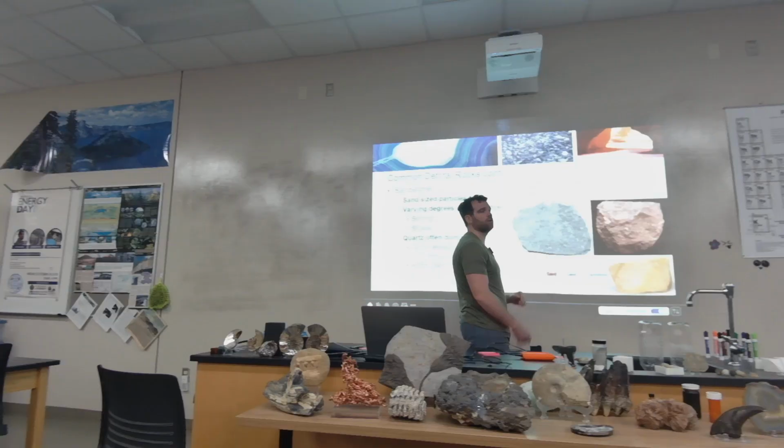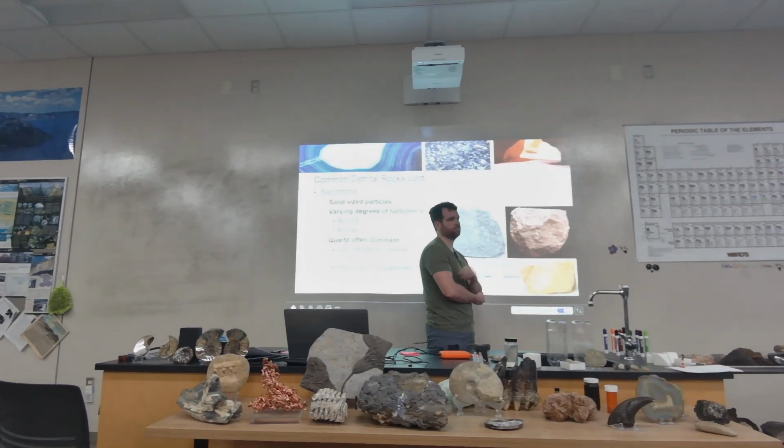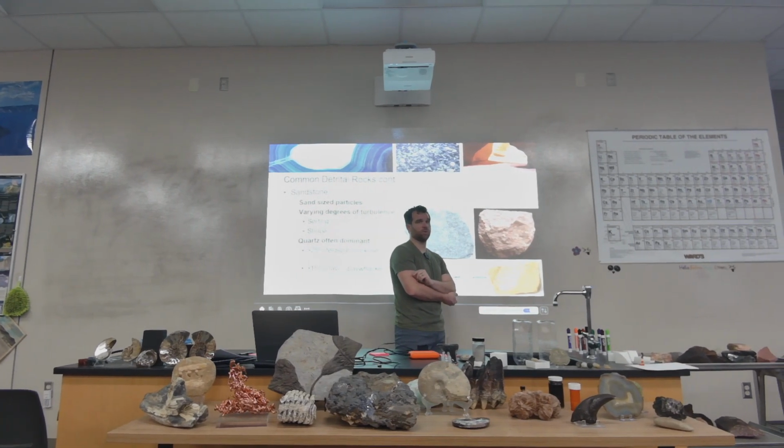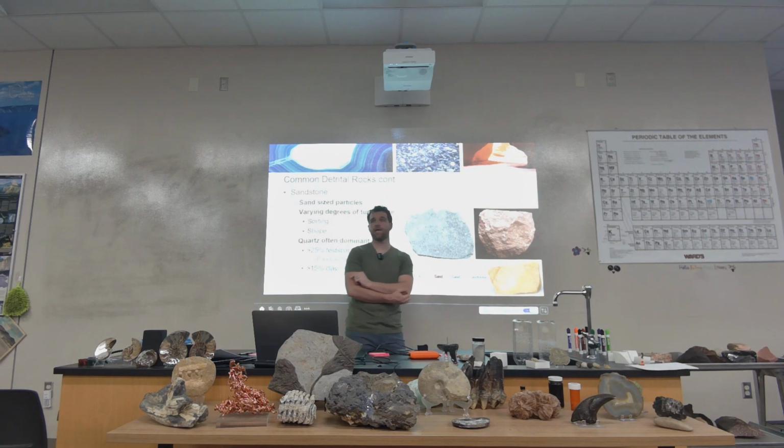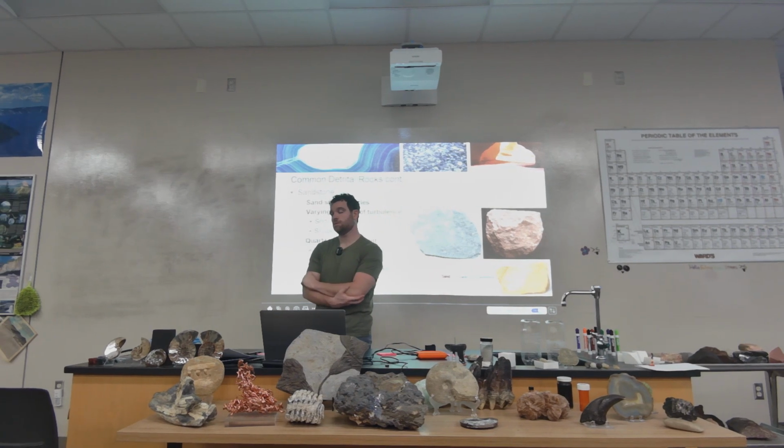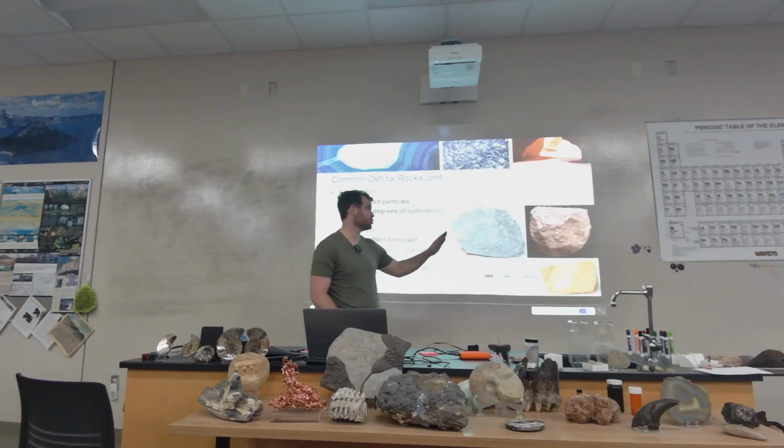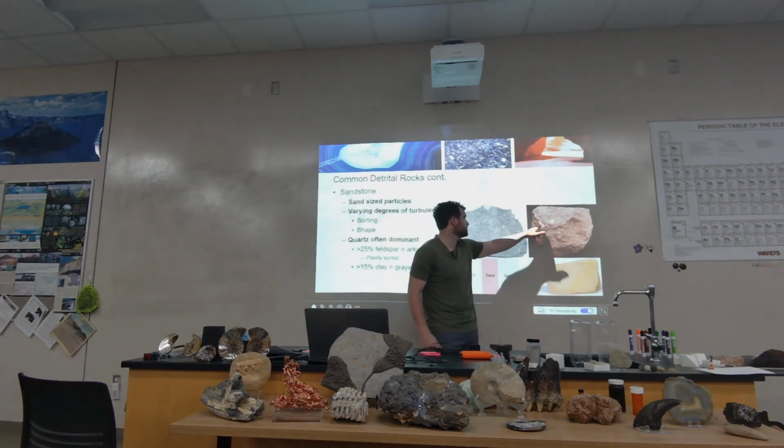Arkose, yeah. What is that one on the right called? Arkose. Yes. So this is called Arkose. It's high in feldspar content. It may even have larger pieces of feldspar in it, like you can see right there.